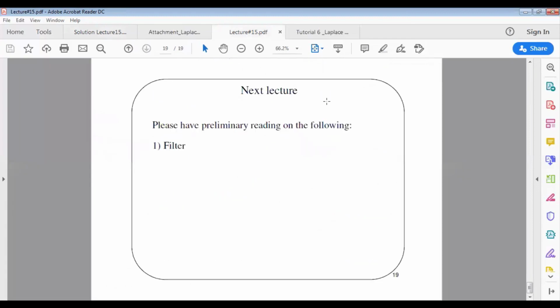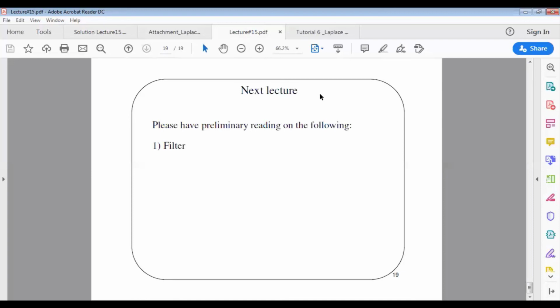Okay, so that's the end of lecture 15 and the end of chapter 4. So we have finished chapter 4. In the next lecture, we are going to learn a new chapter, chapter 5, about filters. This is lecture 16. I'm going to upload the notes in the e-learning, maybe by this week or next week. But first things first, you have to understand this topic of Laplace transform well.